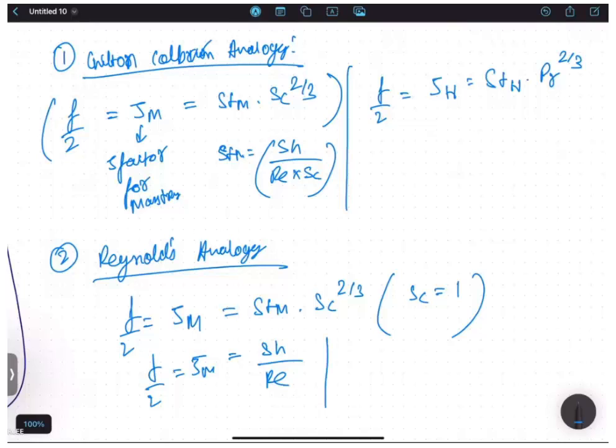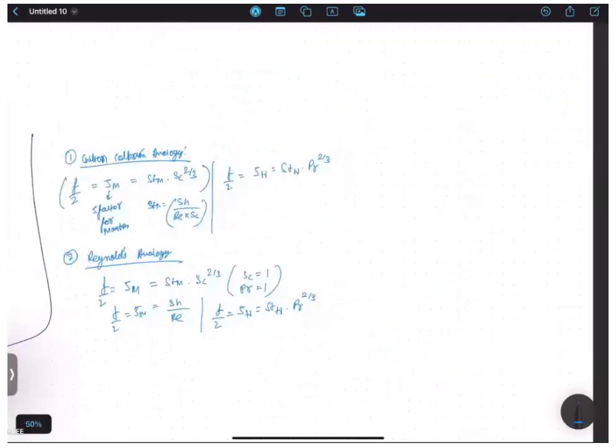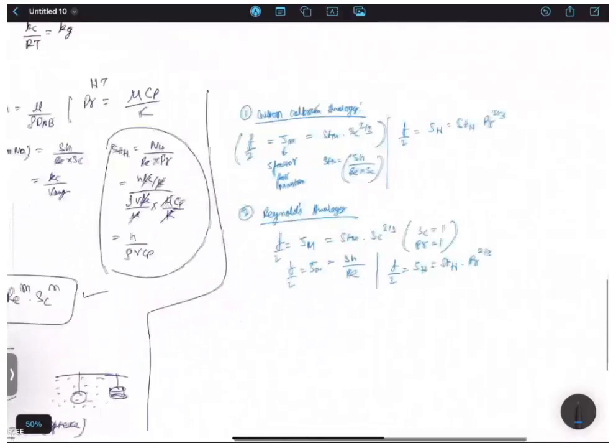So suppose you want to write it for heat transfer: JH equals STH into Pr to the power 2 by 3, and instead of Sc equals 1, your Pr will be equal to 1 for heat transfer. Okay. So these two analogies are there. I hope these two analogies are clear.